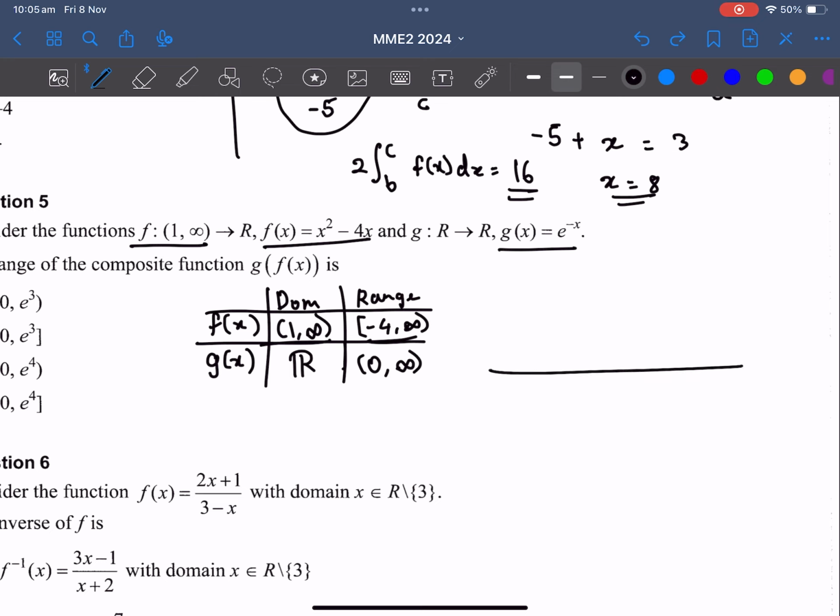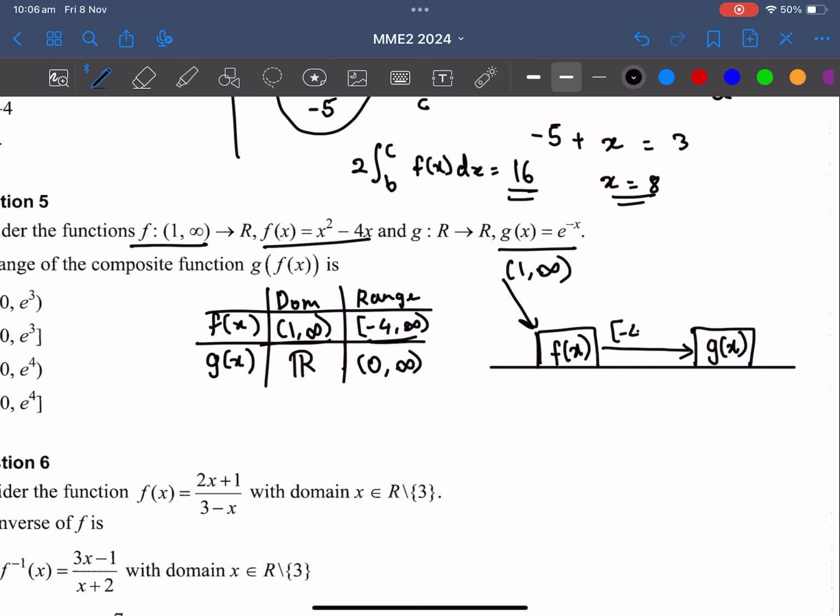So what I'm going to do, I'm going to draw a line, and I'm going to consider f of x as another function and g of x as another function. So this is our f of x, this is our g of x, okay? And I'm inputting a domain of 1 to infinity, which is spitting out a range of minus 4 to infinity, and that is going right into g of x, okay? So if g of x has a domain of this, basically what is going to be our range?